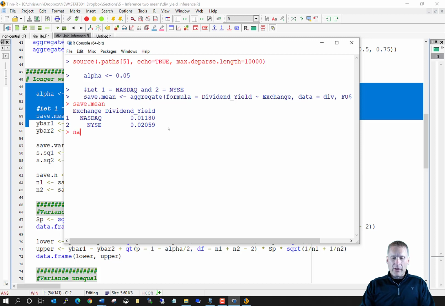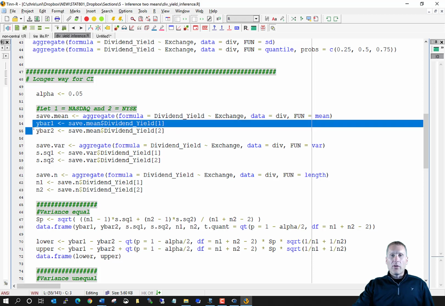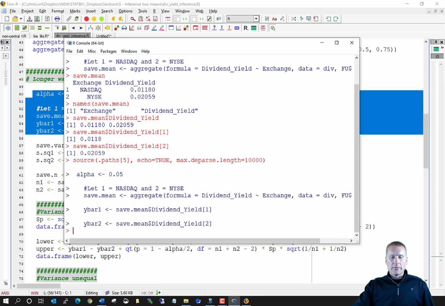It's actually a data frame, and of course I could do names of sample.mean. And so if I did sample.mean$dividend yield, look at how I can pull out those dividend yields. The first element is for NASDAQ. The second element is for the New York Stock Exchange. So let's pull those out and put them into objects called y bar 1 and y bar 2.